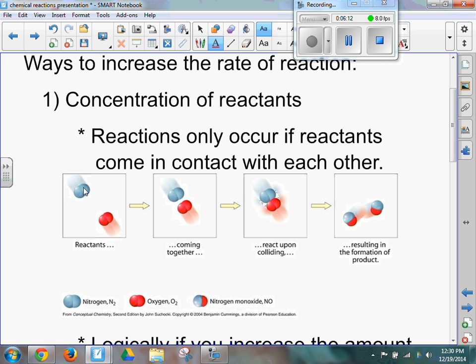And it is important that the particles hit at the right angle, so they can't just be glancing off of each other. They actually have to hit at a certain part in order for the reaction to occur in the exchange of their particles. Okay? So anyway, these particles come together. Then the reaction upon colliding will occur and will actually end up with a new product, which is NO, or nitrogen monoxide, as it's said here. So that's kind of what we're shooting for in a reaction. We have to have our reactants come together in order to form new products.